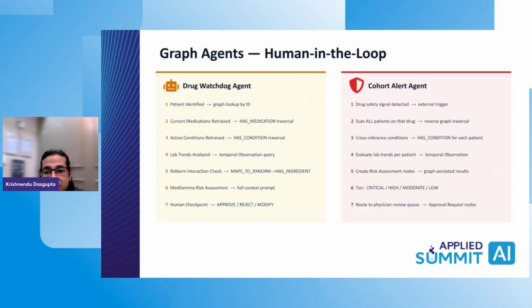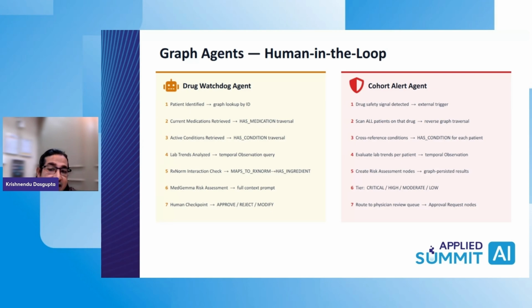So when we talk about agents over here, what agents are we talking about? There are two kinds of agents that work out of G.A.M.E.R.S. One is a drug watchdog and the other a cohort alert. We'll be looking at an example of the drug watchdog in a few minutes. What happens is it fires on a new prescription. For example, there is a patient and the patient already has a lot of prescribed medicines. They are having certain diseases and they already are on certain treatment paths.